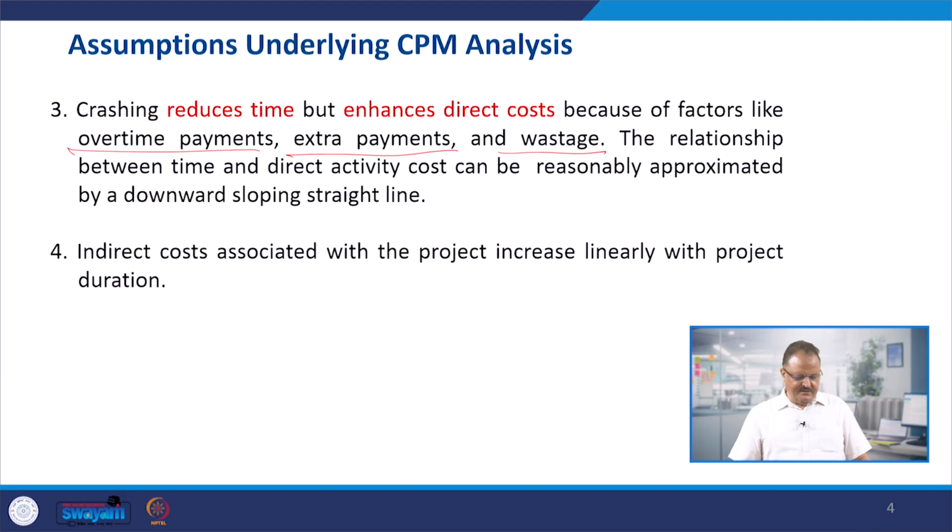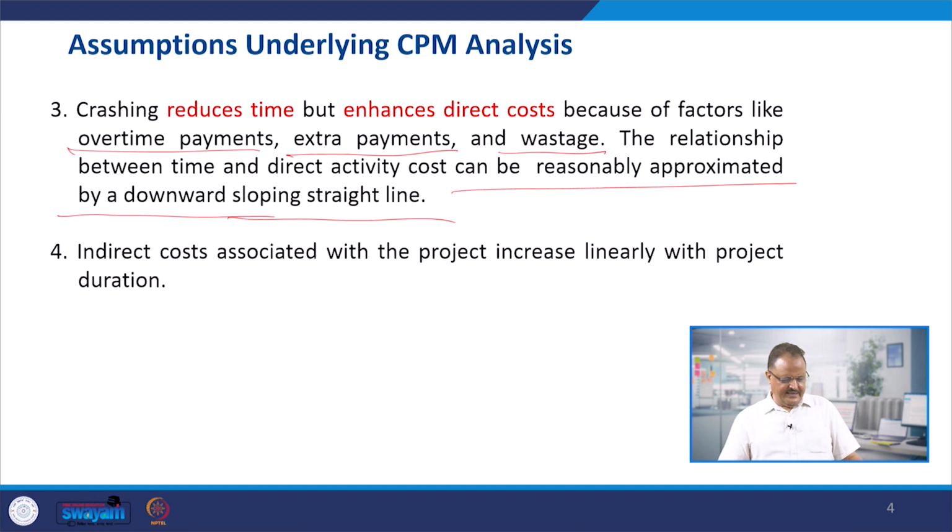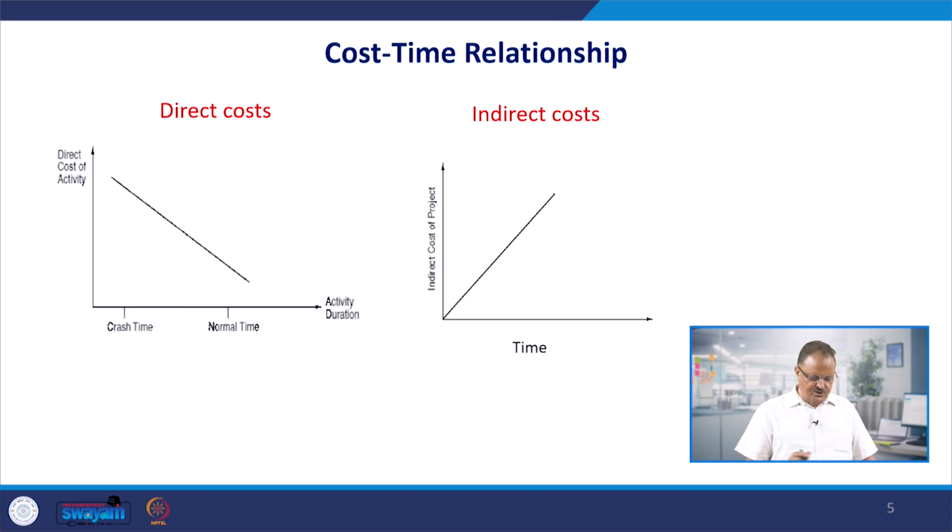The relationship between the time and direct cost can be reasonably approximated by a downward sloping straight line. We will see the structure in the next slide. Whereas, indirect costs associated with the project increase linearly with the project duration. So there are two costs, direct and indirect costs. One has an inverse relationship and the other has a linear relationship. So you can understand these are the two structures, direct cost and indirect cost.